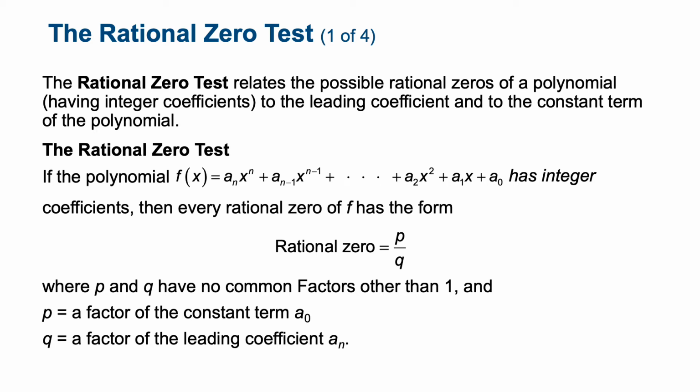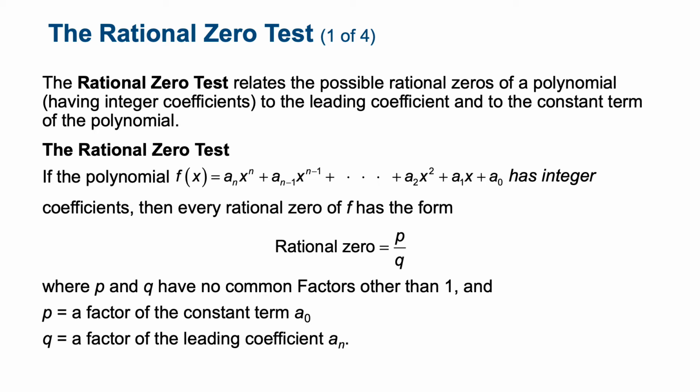Okay, so every rational zero has this form p over q, where p and q have no common factors other than 1, and p is a factor of the last term, the constant term, and then q is a factor of the first term.